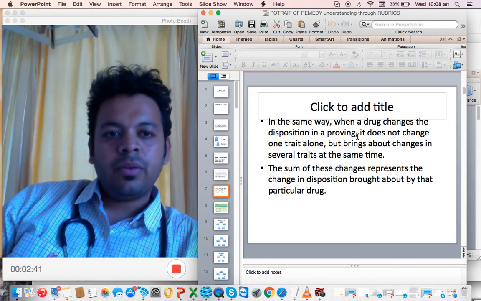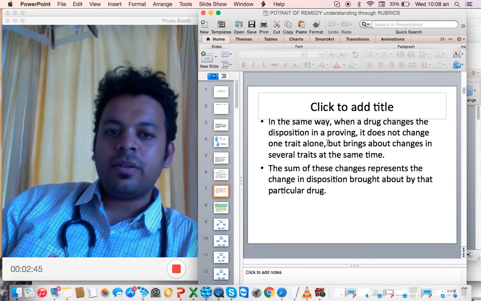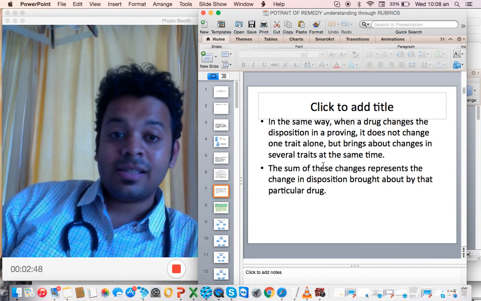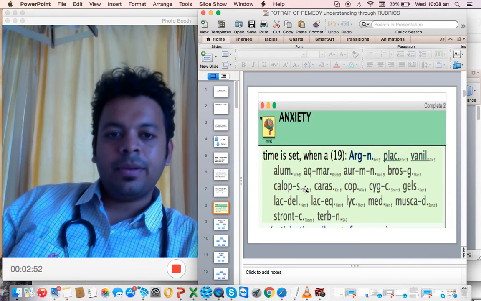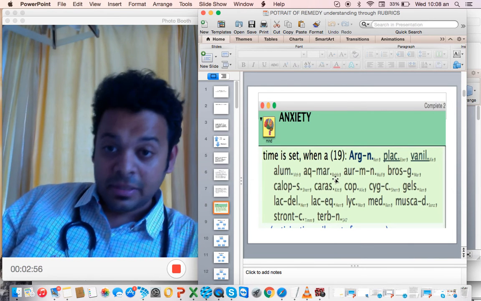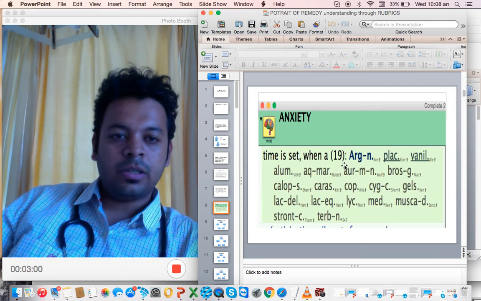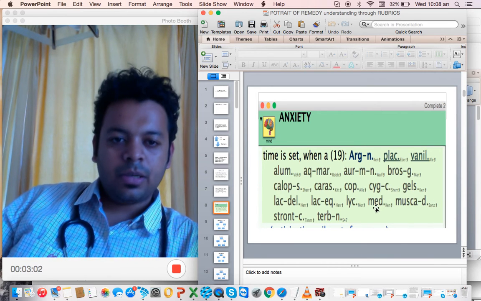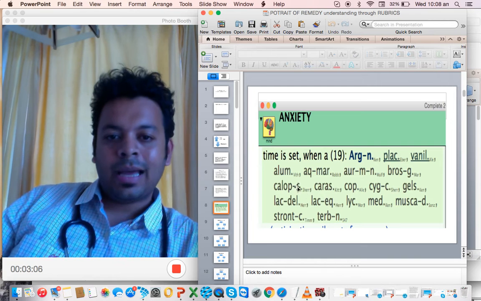In the same way, when a drug changes the disposition for the better, it does not change one trait alone but brings about changes in several traits. I'm going to take a very basic example. Let's take "anxiety, time is set." This is from the latest repertory, and you'll see different remedies here. We know the popular Argentum nitricum, Gelsemium, Medorrhinum, Lycopodium, and some new remedies, Lac equinum, Alumina.